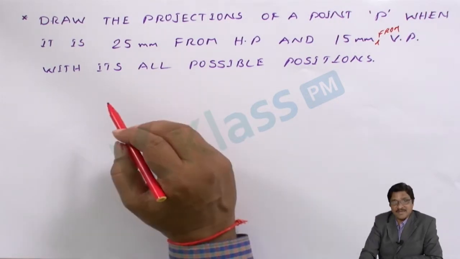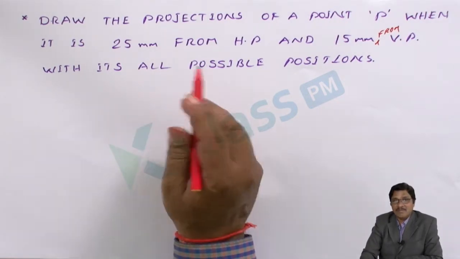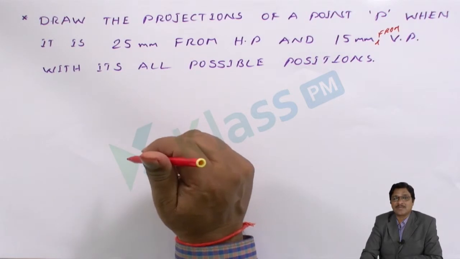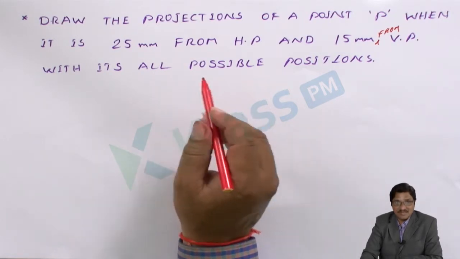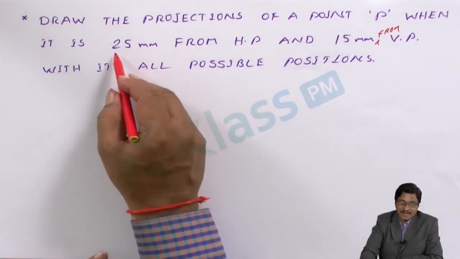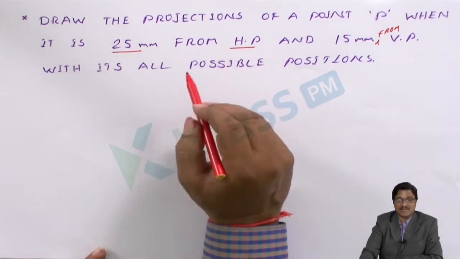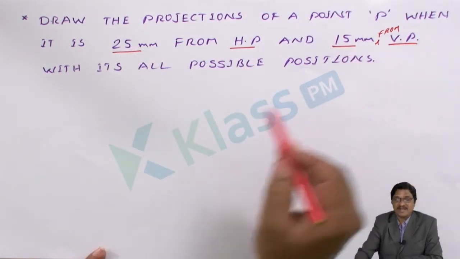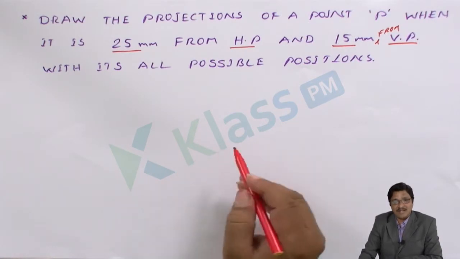In the previous problems, they mentioned the distance with respect to one plane and the distance with respect to the other plane. Here the problem is given in a generalized way: 25 mm distance with respect to the horizontal plane, 15 mm distance with respect to the vertical plane. They are asking for all the possibilities.